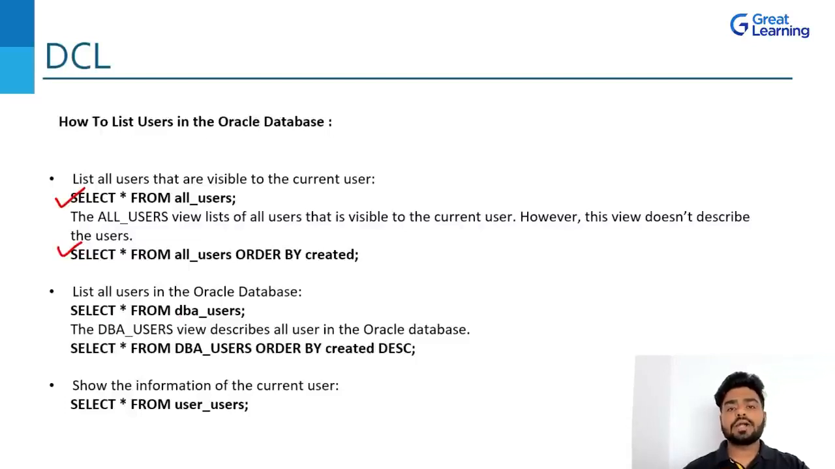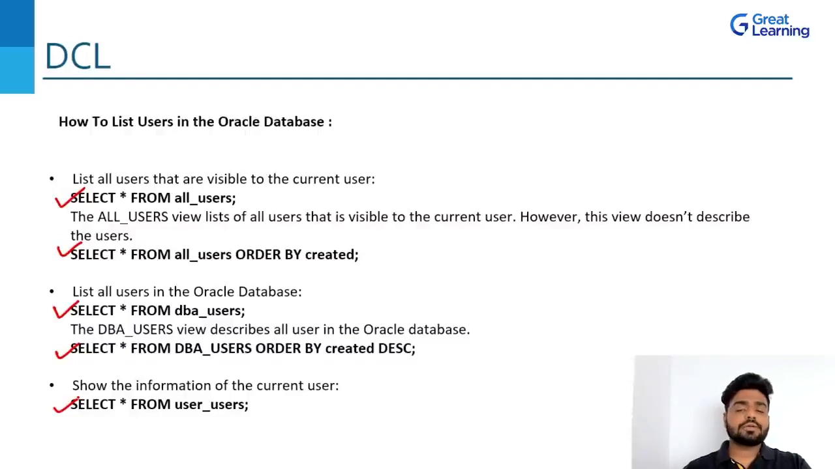Now, list all users in the Oracle database. No matter what user you are using, whether you are in sys or system or student, select star from DBA_users will give you all the users which are created in your Oracle database. Again, you can sort it by order by. Show the information of the current user. If you want to see only the information of the current user, like system, then you can write select star from user_users.